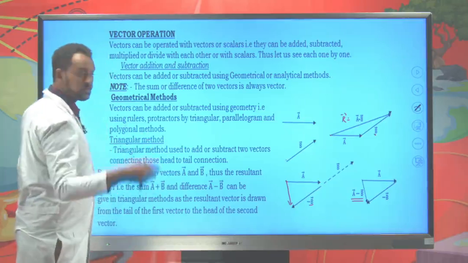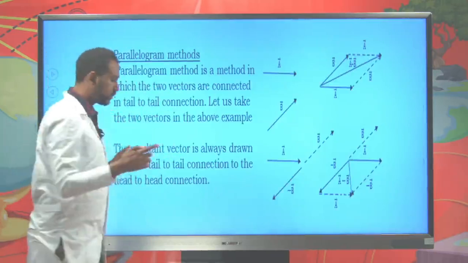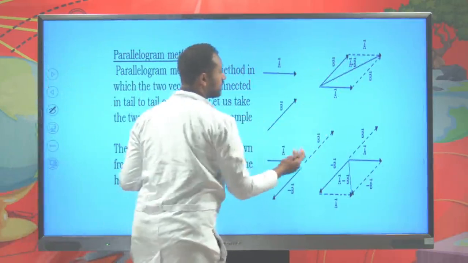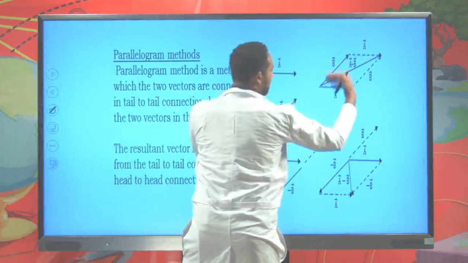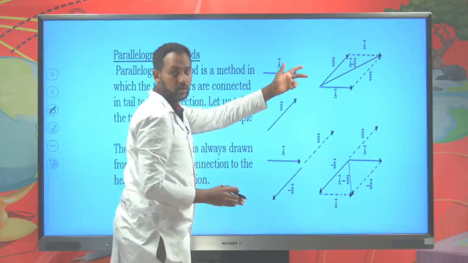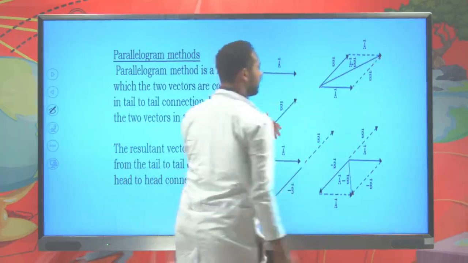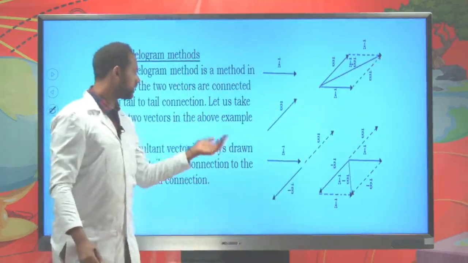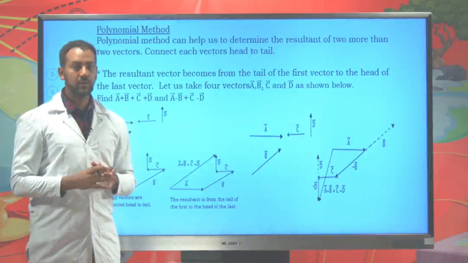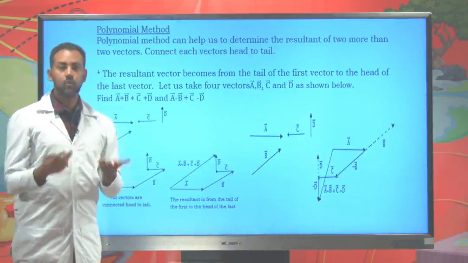The other technique is the parallelogram method. In the parallelogram method, you have to connect the 2 vectors with a tail-to-tail connection. Here, you connect the tail of the first to the tail of the second. Then it's possible to make a parallelogram. Parallel to one vector you drop a line, and parallel to the other you drop a line, and this figure is a parallelogram. The resultant is from the tail-to-tail connection to the head-to-head connection. The same result appears as in the triangular method. So this technique is known as the parallelogram method. And the other is the polygonal method, which is very helpful to add or subtract more than 2 vectors.